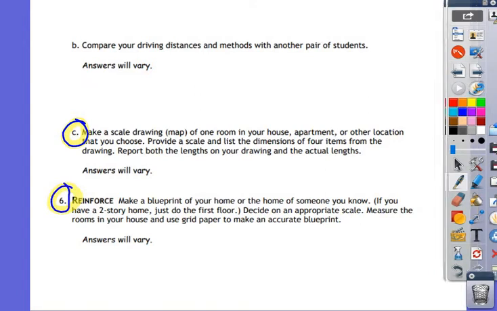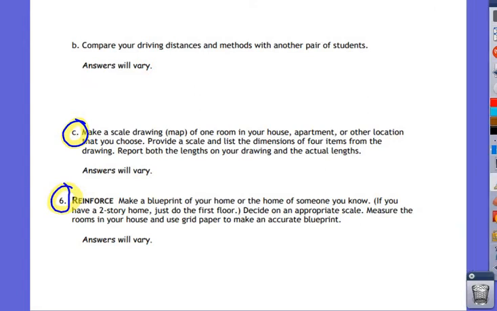5C and 6. These are two problems that you wrote on in your agenda. And what does it say about 5C and 6? They're due Friday and they're for a grade. So I'm going to explain how these are to be done.